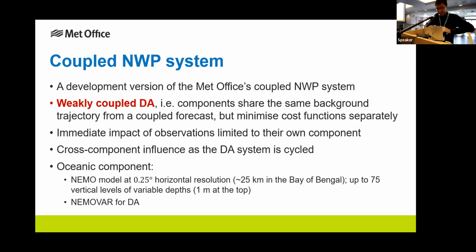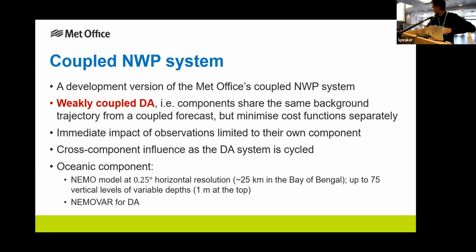So because of that, the immediate impact of observations would be limited to their own component. So observations for the ocean can only immediately influence the ocean. It can't change the atmosphere. But if we cycle the model, if we cycle the data assimilation system, then we'll start to see some cross-component influence.